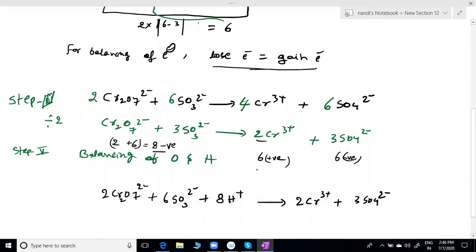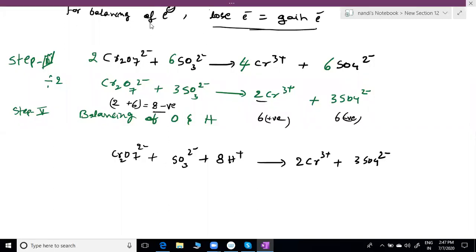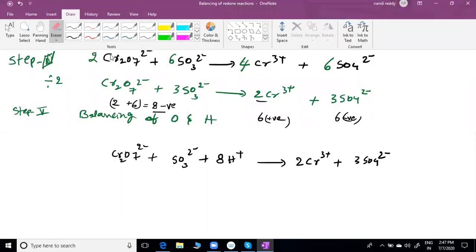so positive charge on the left side should equal the right side. Whatever charges you are taking, the total charge should be equal on both sides. Now check it. Is it matching or not? Can you find out? Please write. Check it, sir. Is it matching or not? Find out.